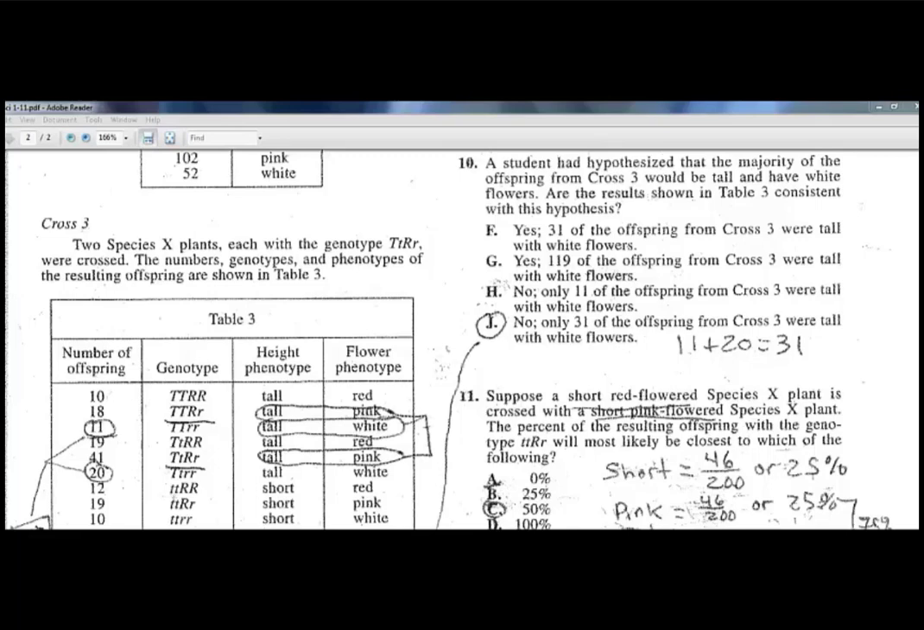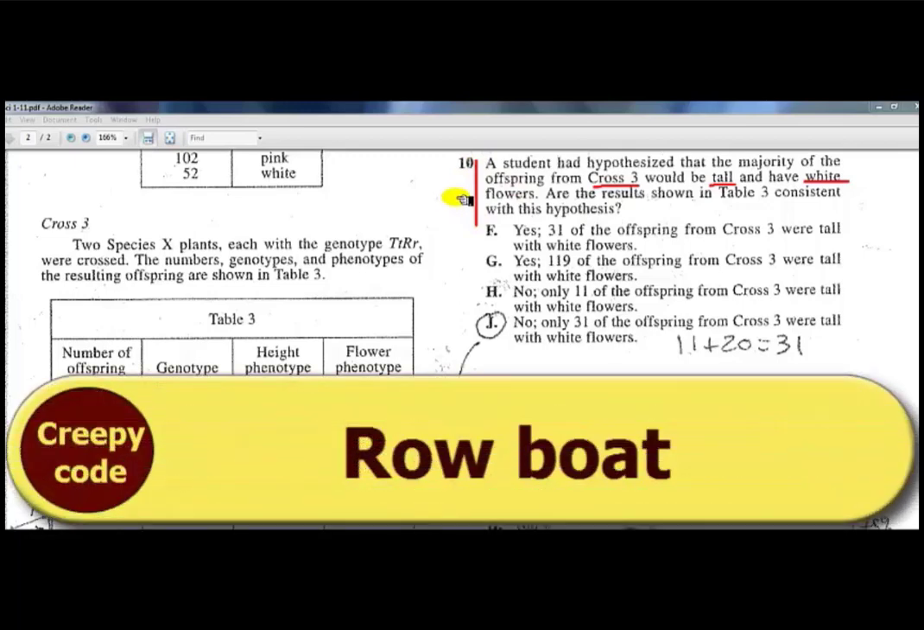Test 68C, Science Practice Problem number 10. Number 10 states, a student had hypothesized that the majority of the offspring from cross 3 would be tall and have white flowers. Are the results shown in Table 3 consistent with this hypothesis? Once again, kids, it's a question stem that's longer than 2 lines long. Put it in your own words.